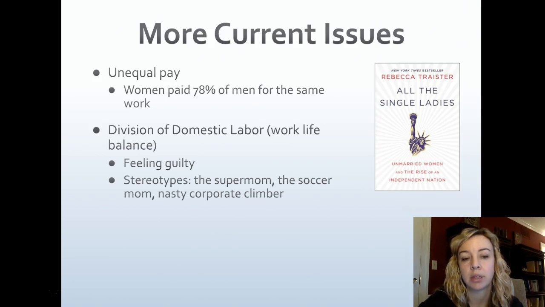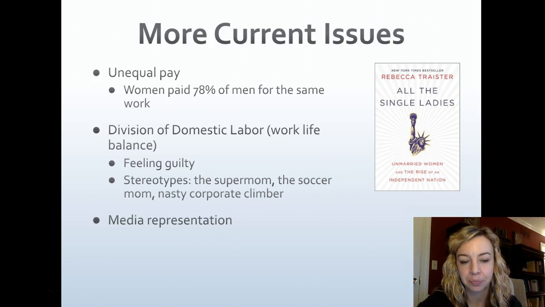For women, there tends to be a feeling of guilt. They should be staying home, or there's some sort of ideal mother image out there that you feel guilty if you don't meet. Also, there are these stereotypes that women face. The super mom and trying to achieve that, the soccer mom, but also stereotypes of women in the workplace, and one of those stereotypes might be the nasty corporate climber bitch, basically, that women who are assertive and in control in the workplace might be seen negatively. There's this negative stereotype.